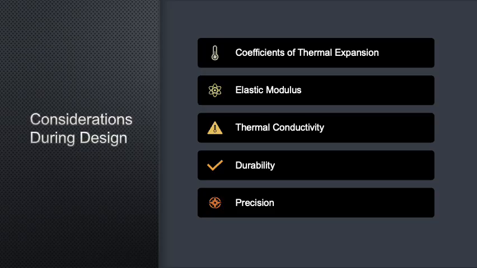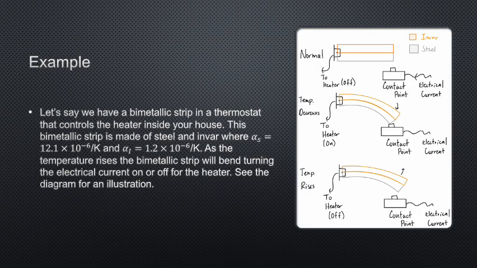So an example that I drew out: let's say you have a bimetallic strip in your thermostat that controls the heater inside your house, kind of like the one we showed a little while ago as part of that video. This bimetallic strip is made up of steel and Invar, where here are your two given coefficients of thermal expansion, and as the temperature rises, the bimetallic strip will bend, turning the electrical current on or off for the heater. In our case, as we can see, as it heats up, it actually rises away from the contact point, which would then turn off your heater.